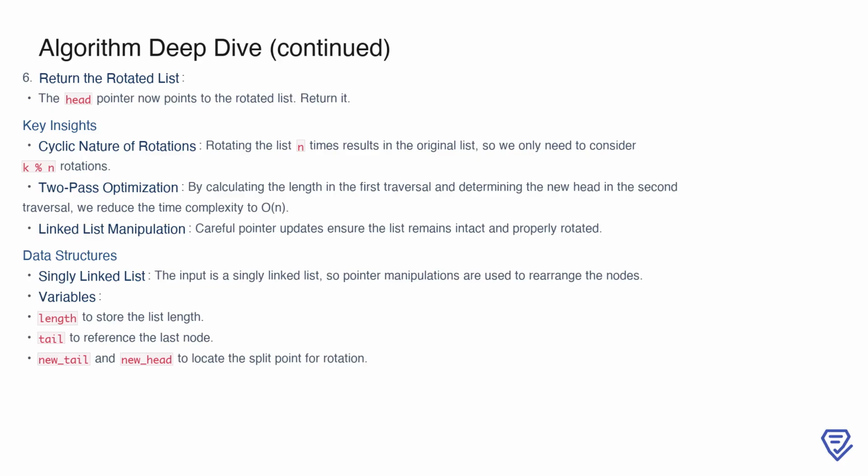This entire process takes only 2 passes over the list, one to calculate the length and locate the tail, and another to identify the new head and tail. By carefully managing pointer updates, we ensure the list remains intact and correctly rotated. The result is an efficient solution with minimal overhead, leveraging the structure of the linked list to achieve optimal performance.